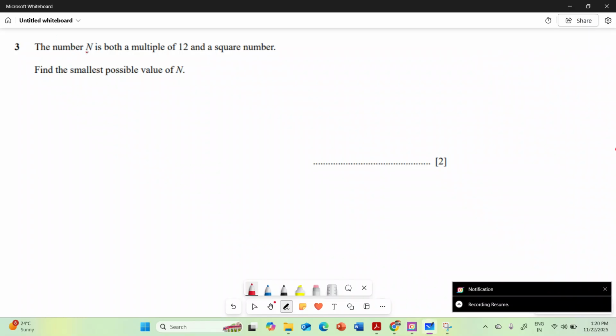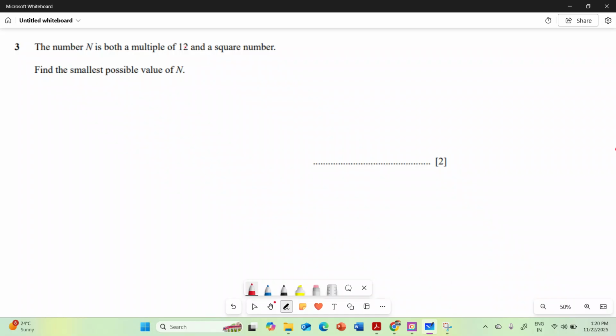Here this is the question. The number n is a multiple of 12 and a square number. So here 12, if you multiply 12 by 1, this is 12, but this is not a square number. If you multiply 12 by 2, that is 24, that is also not a perfect square number. And 12 into 3, here you will get 36, and this is a perfect square number. So my answer is 36.